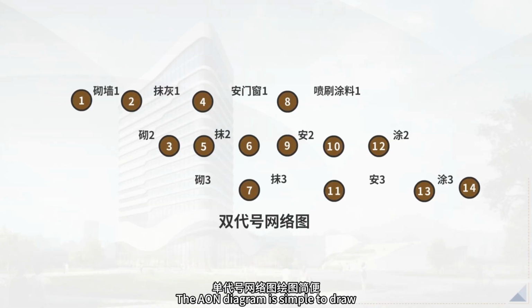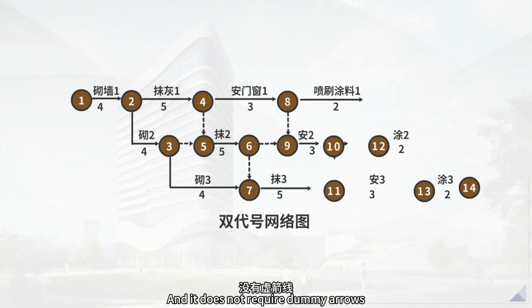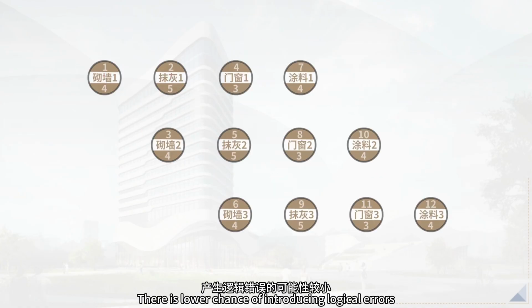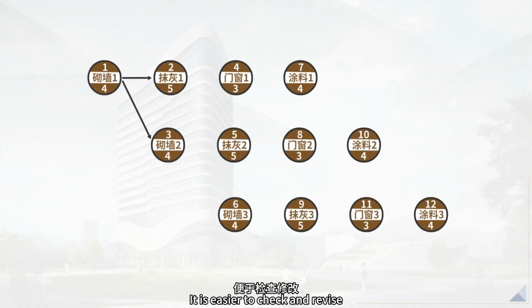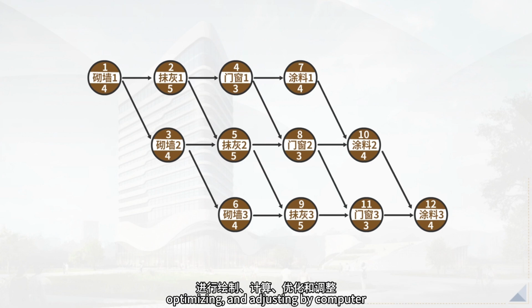The AON diagram is simple to draw. Its logical relationship is clearly expressed, and it does not require dummy arrows. There is a lower chance of introducing logical errors. It is easier to check and revise. The AON diagram is better suited for drawing, calculating, optimizing, and adjusting by computer.